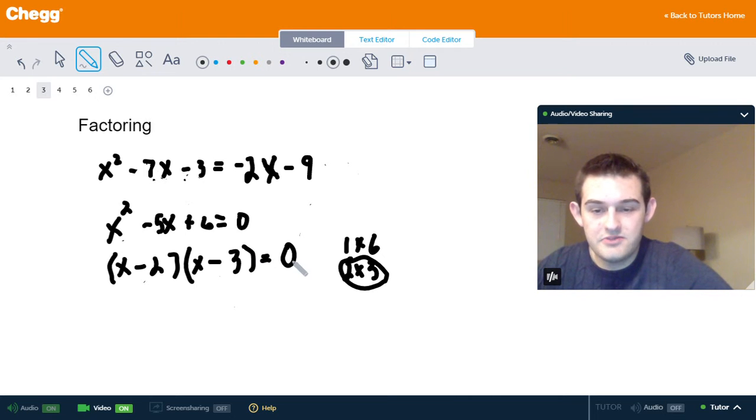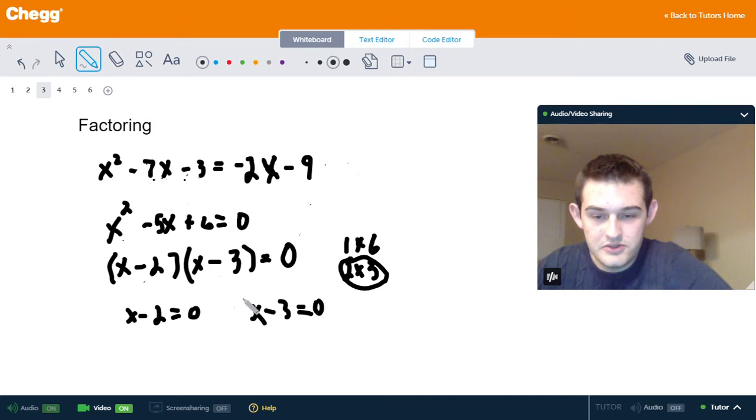Now, since these are both set equal to 0, I can then rewrite this as x minus 2 is equal to 0, and x minus 3 is equal to 0. And I can do this because whatever my x term is here, if this is equal to, in this case, 3, x will equal 3.